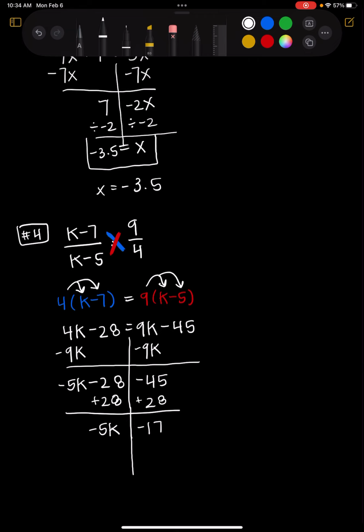All right, and then we still want to get rid of that negative 5 so that the k can be by itself. To do that, we're going to divide each side by negative 5. And the negative 5's cancel out on the left side. We're just left with the k, and then we have negative 17 divided by negative 5, which gives me 3.4 if I plug it into a calculator. You can also leave it as just 17 over 5. It totally depends on you. But your answer here is k is equal to 3.4. And there we have it, how to solve proportions.